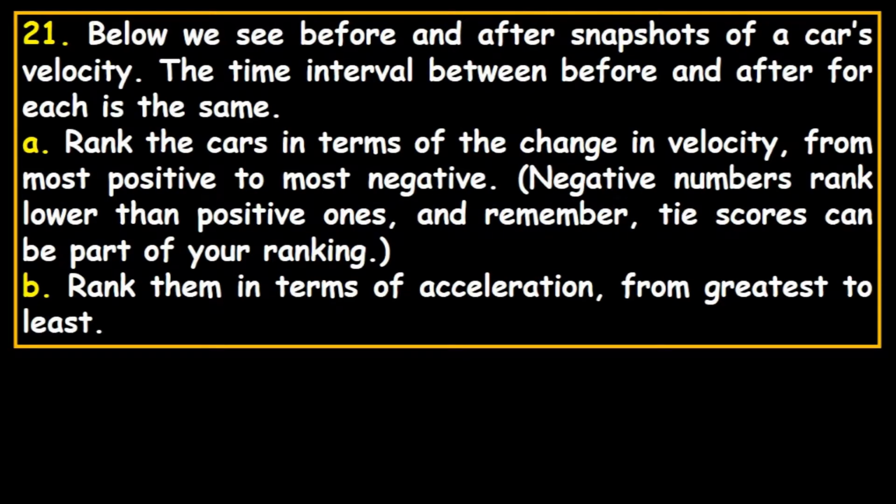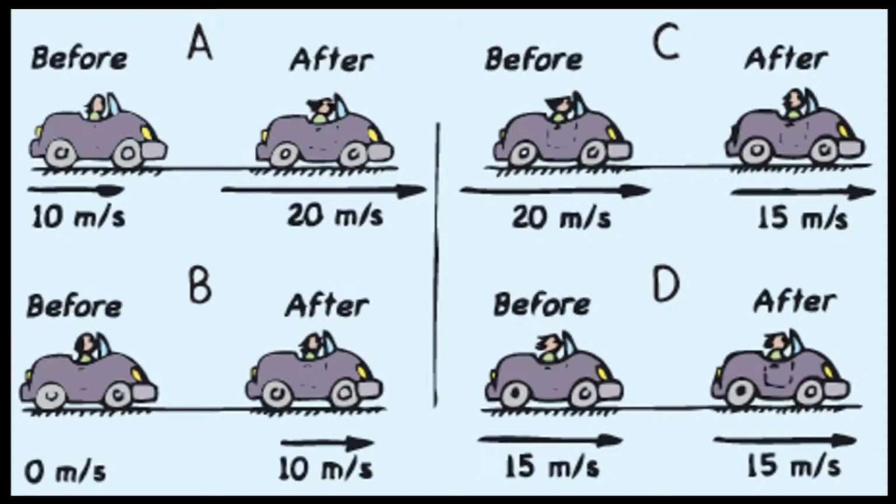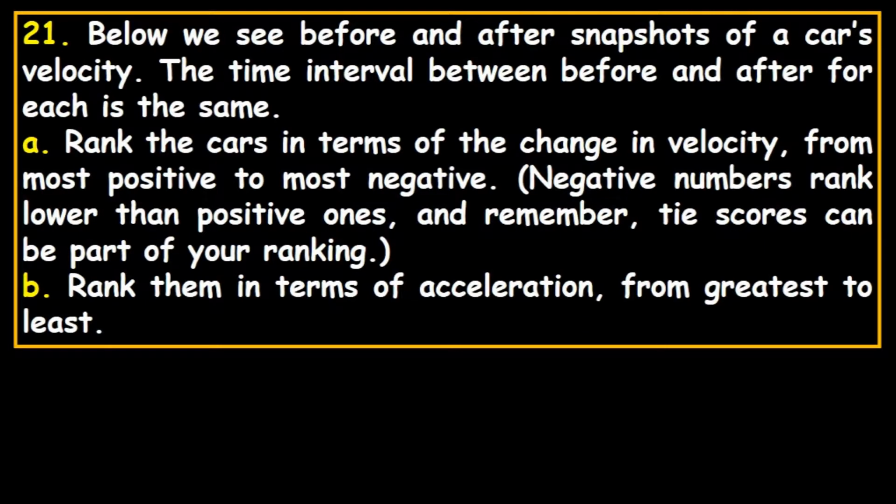DCAB. Below we see before and after snapshots of a car's velocity. The time interval between before and after for each is the same. Here we have it. Before and after A, before and after B, before and after C, before and after D. Okay, so you've all seen those now. This is the question. Well, it's coming up. So before and after, it's going to go from 10 to 20, 0 to 10, 20 to 15, 15 to 15. All right, you're all set.